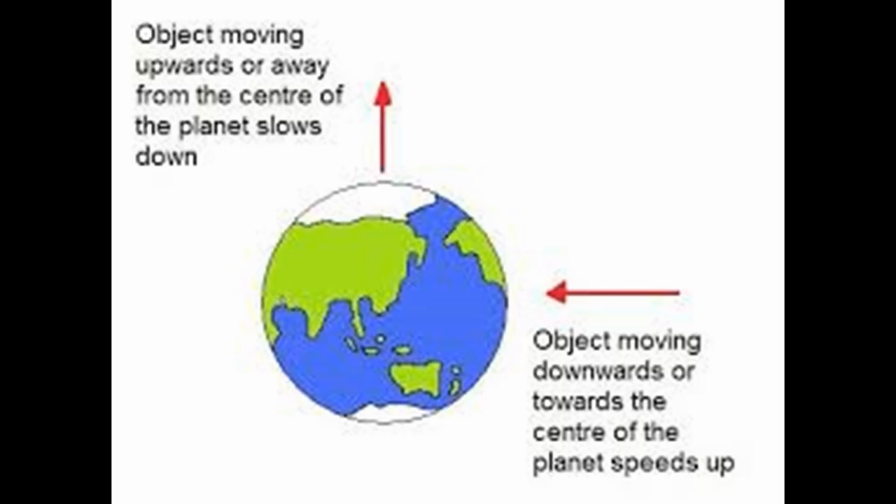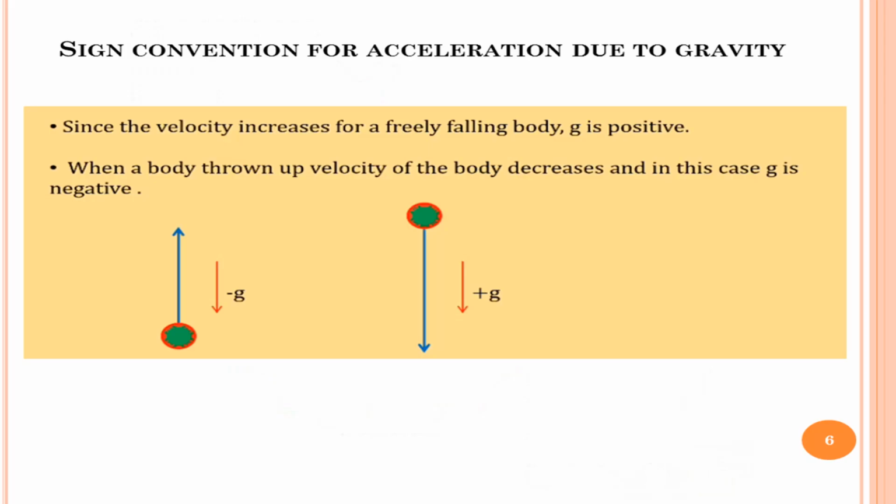Now let us look at how we can substitute the value of g in the problem. For the body falling freely, its velocity increases. So the body is undergoing acceleration. We take g to be positive. When a body is thrown up, the velocity of the body decreases. This means the body is undergoing deceleration. Hence we take the value of g to be negative.